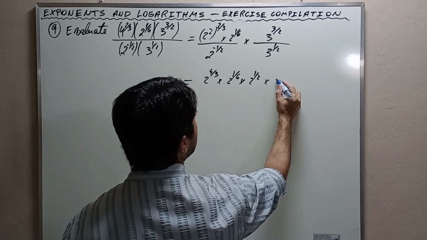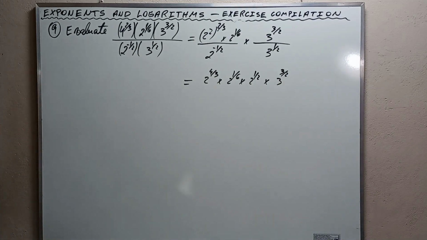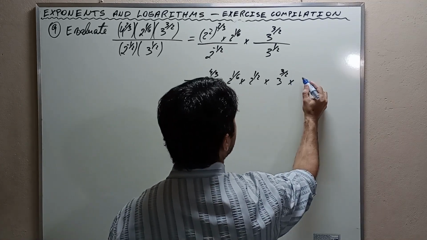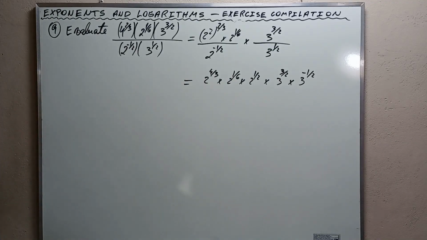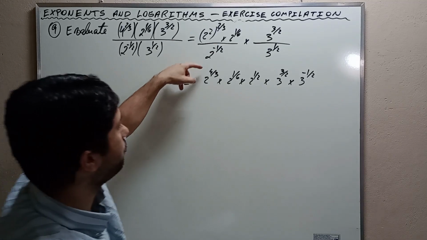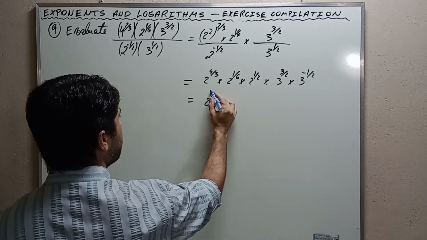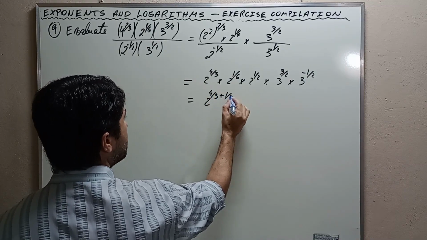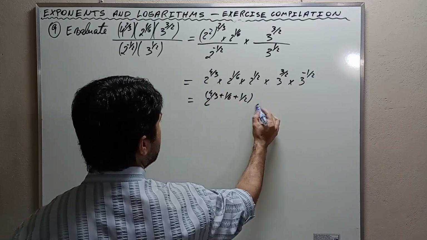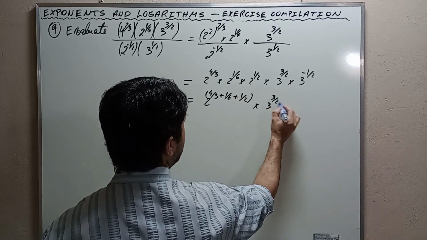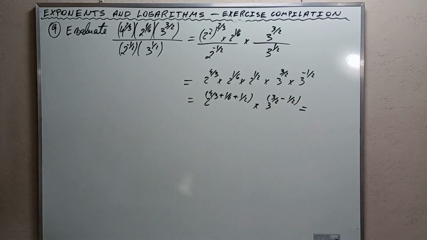Times 3 raised to the power of 3/2 times 3 negative a half. Okay? What we need to do is to sum the exponents, then it becomes 2 4/3 plus 1/6 plus 1/2 times 3 3/2 minus 1/2. Okay?